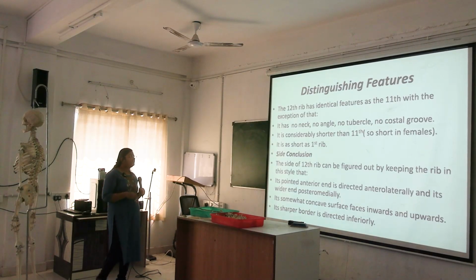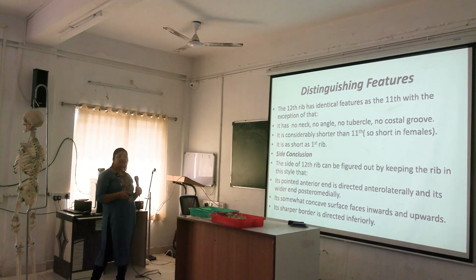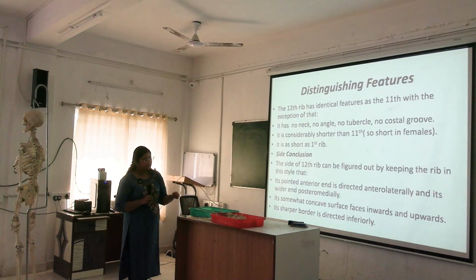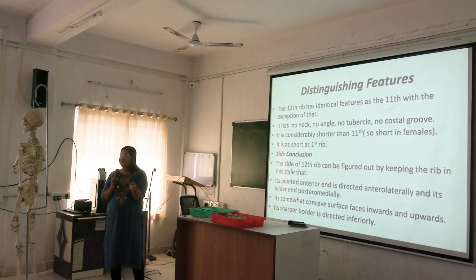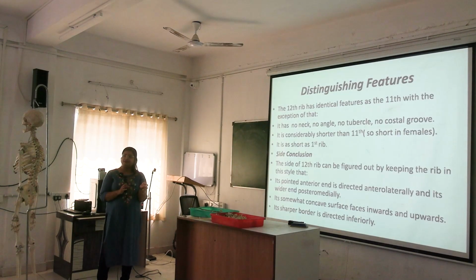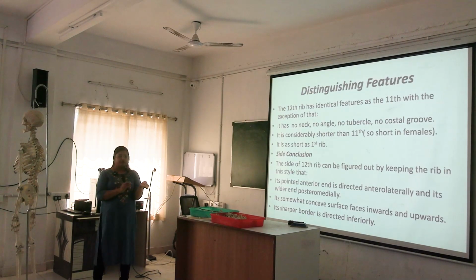It is considerably shorter than the 11th rib, shorter in females, and its length is almost like the first rib. Side determination: the side of the 12th rib can be figured out by keeping the rib so that the pointed anterior end is directed anterolaterally. See, this is the 12th rib of the left side. The pointed end is directed anterolaterally and its wider end posteromedially. It is a somewhat concave surface that faces inward and upward. You can see the concave surface facing inward and upward.